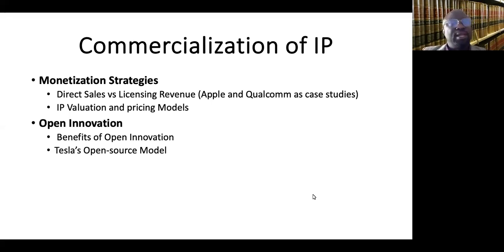For direct sales, an example is Apple's direct sales of iPhones and MacBooks, which involve selling their patented technology directly to customers through retail stores and online platforms. Customers pay the full retail price to own the product outright. An example of licensing revenue, which is another strategy, is Qualcomm. Qualcomm, for instance, generates significant licensing revenue by licensing its patented technology, such as wireless communication technologies, to smartphone manufacturers like Samsung and Xiaomi. These manufacturers pay royalties to Qualcomm for using their IP in their products. So that's another strategy.